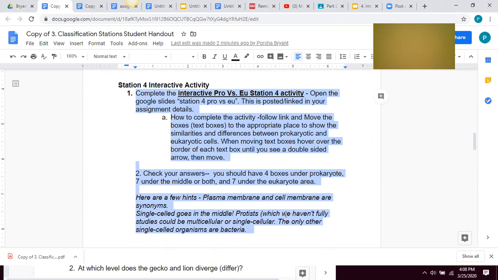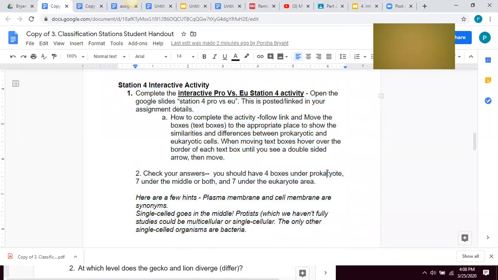I even gave you some hints on what might go somewhere, and that you should have 4 boxes under prokaryote and 7 in the middle and 7 under the eukaryotes. So if you don't get that, then don't submit it. And go ahead and make sure you read my hints, because we have not learned fully about protists, so I gave you a hint there.